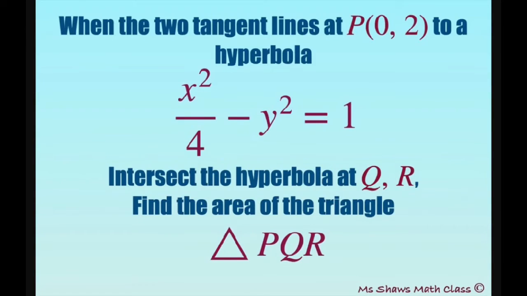When two tangent lines at point (0, 2) to a hyperbola x squared divided by 4 minus y squared equals 1 intersect the hyperbola at Q and R, we're going to find the area of the triangle PQR. So basically this is our formula, and our two tangent lines intersect at a point. So we're going to be using this equation.